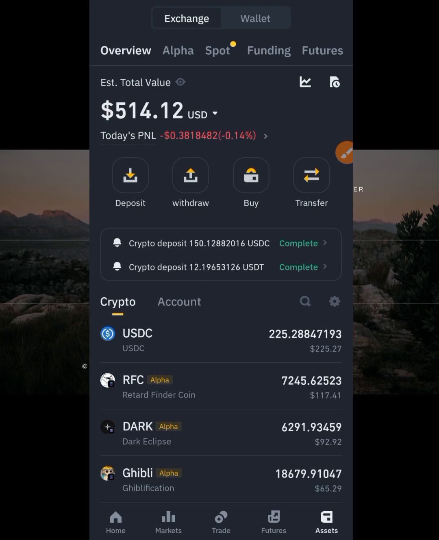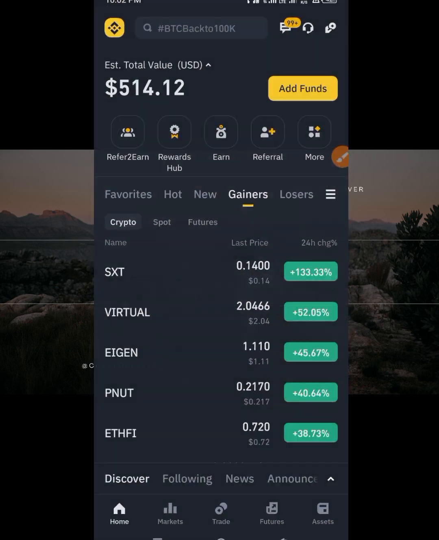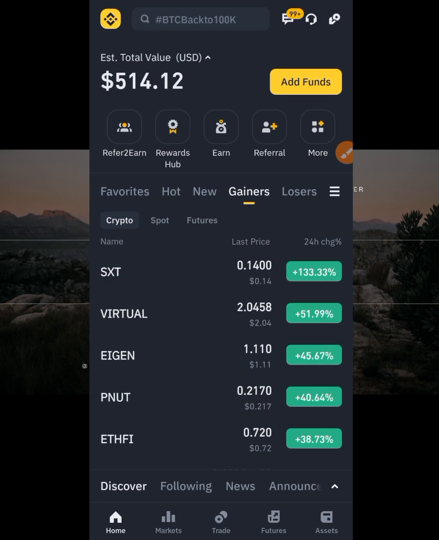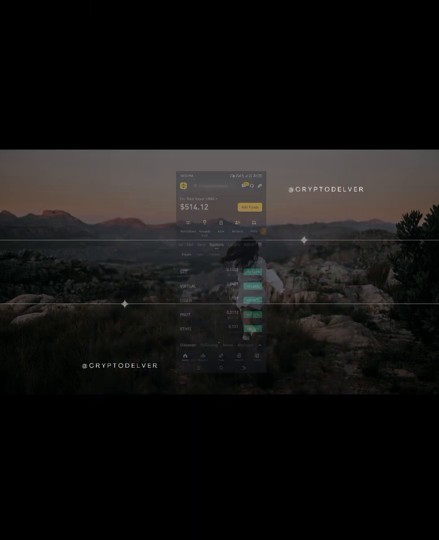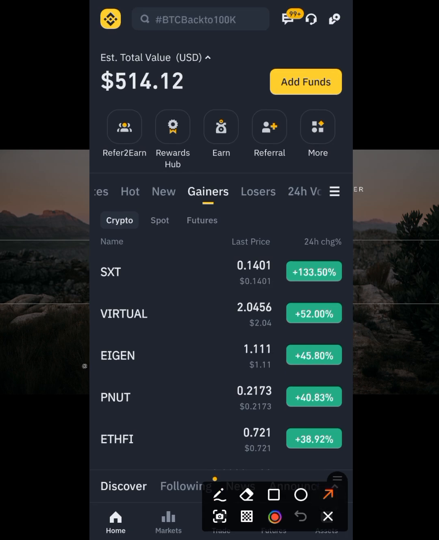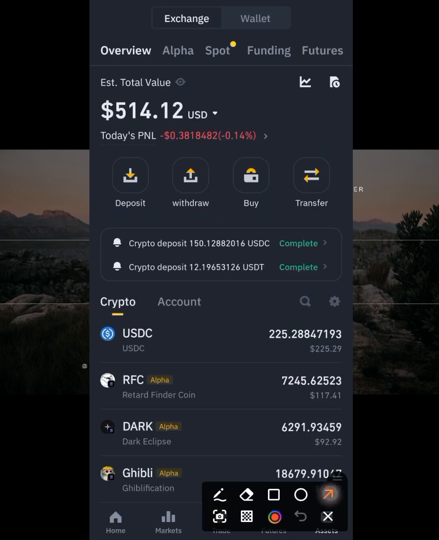First of all, what are alpha points? How do we locate them? This alpha point is earned by trading any alpha token on either Binance exchange or Binance wallet. For wallet, if you are trading on wallet, you can just come to this place and then go to the wallet section. You can see wallet here. Go to the wallet section and then you navigate.